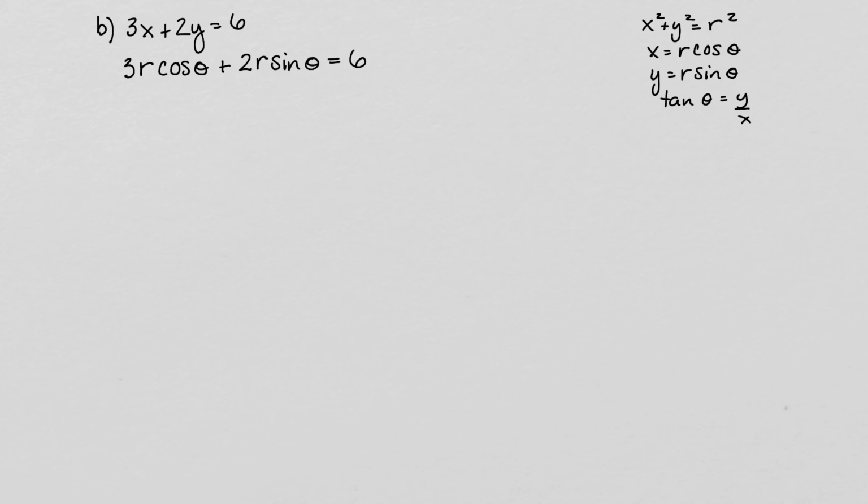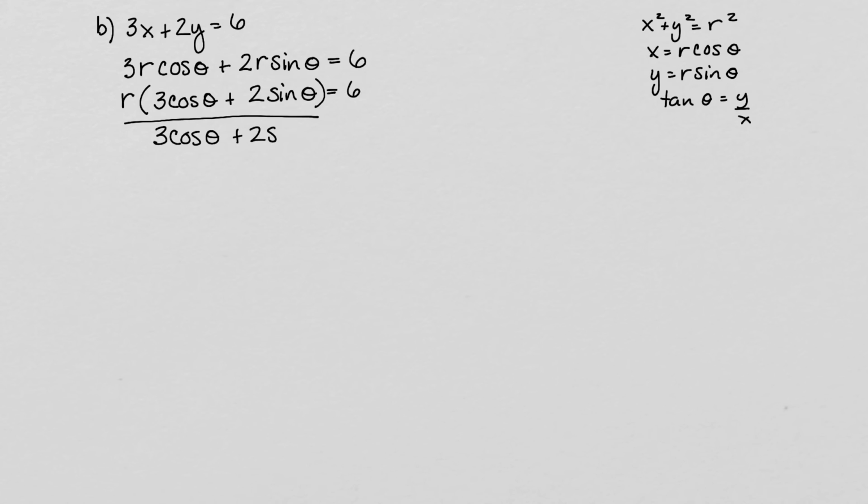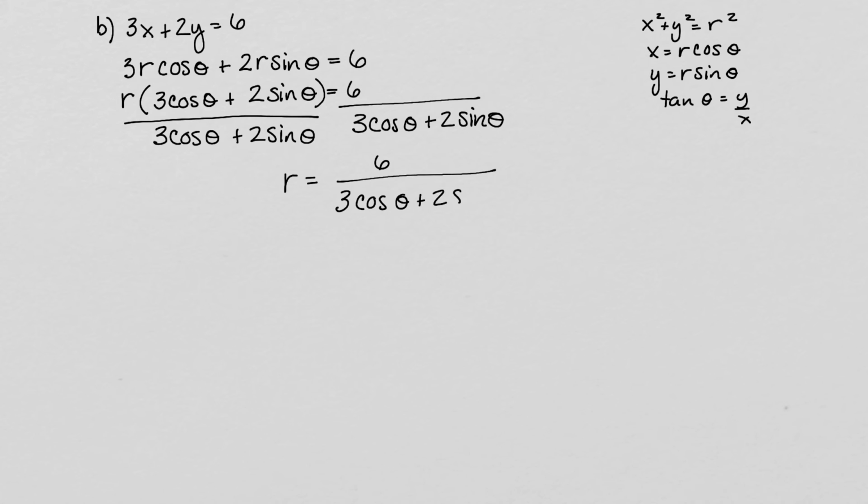And again, if possible, you want to solve for r. In this case, I can solve for r if I factor r out. So I have r times (3 cosine theta plus 2 sine theta) equals 6. Then I divide both sides by 3 cosine theta plus 2 sine theta. So r is equal to 6 divided by 3 cosine theta plus 2 sine theta.